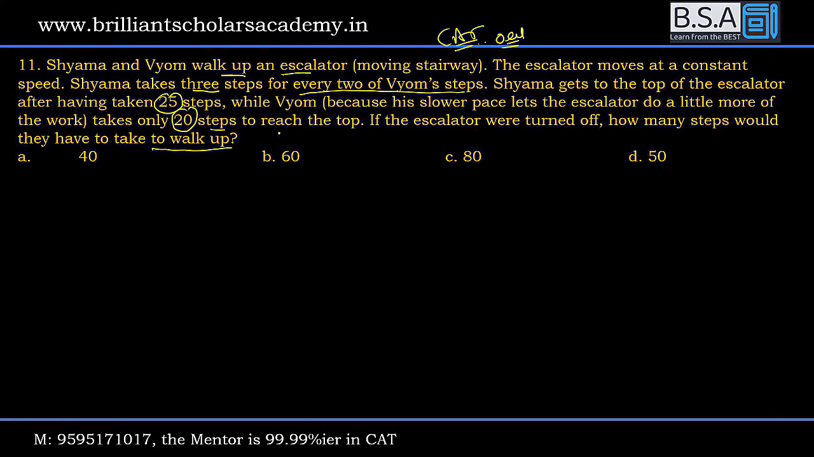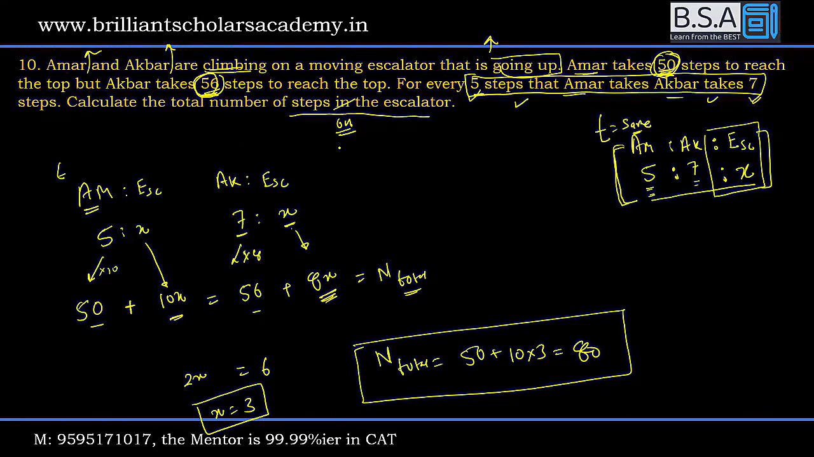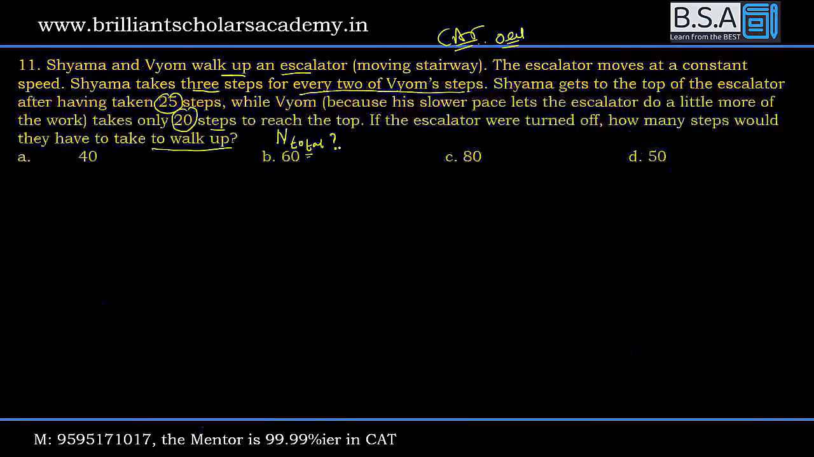So basically you're asking for how many total steps there are. Steps total, n total. And you match, this question and this question are almost identical. Here there is less language, here there is more language. This is useless. If you are traveling slower on the escalator, obviously the escalator will have to travel more to take you to the top.